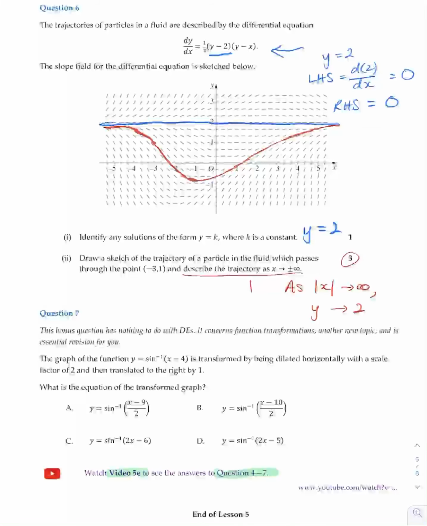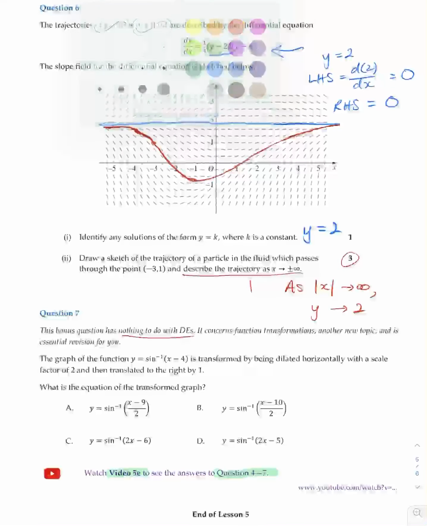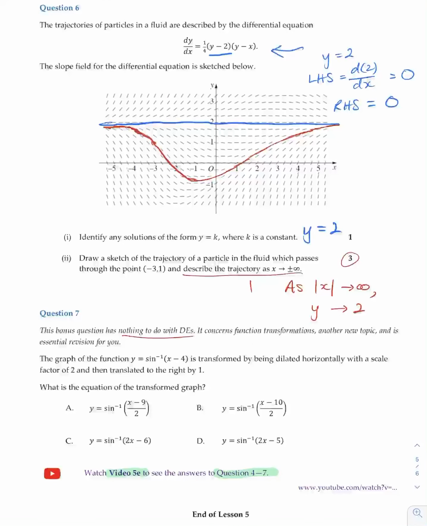Okay, and finally, this final question has nothing to do with DEs. It's about function transformations. I think we all would admit that we'd like some practice at that. So here's an exam style question, multiple choice. I think it was the last of the multiple choice questions, so it's pitched as not being very easy. So what pen would you like, ladies? I think I'll go green for this one.